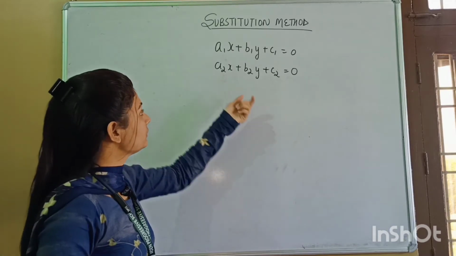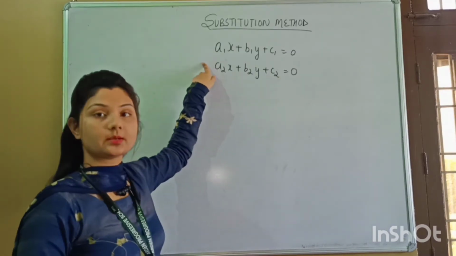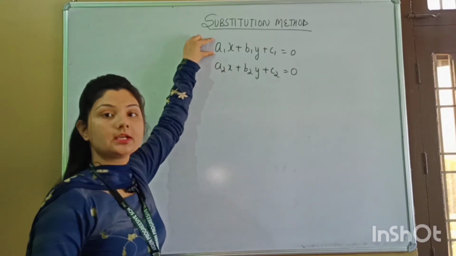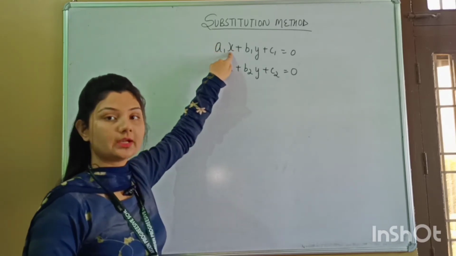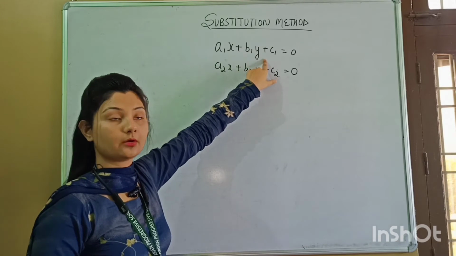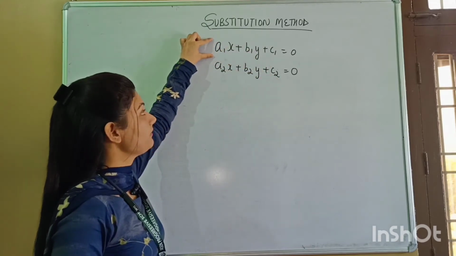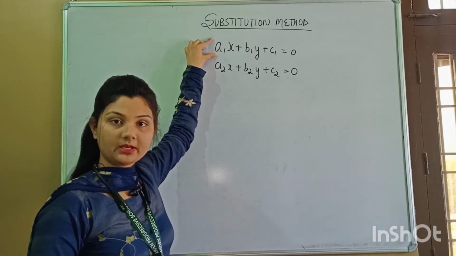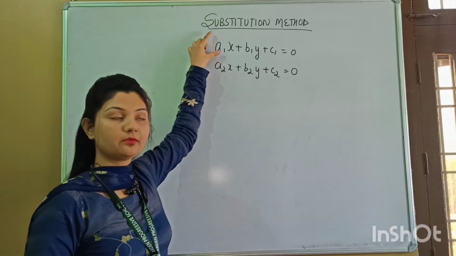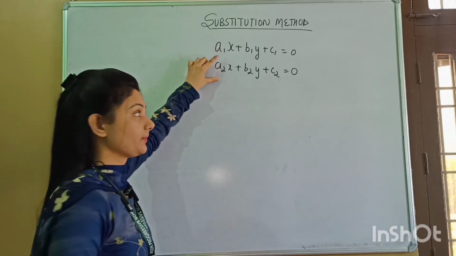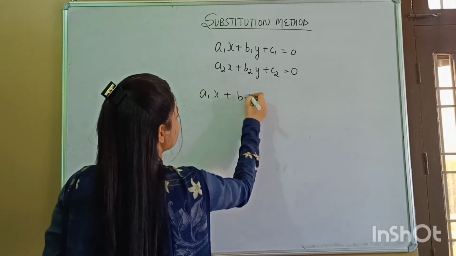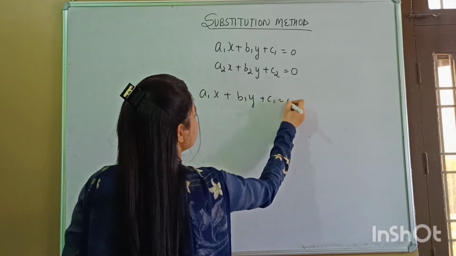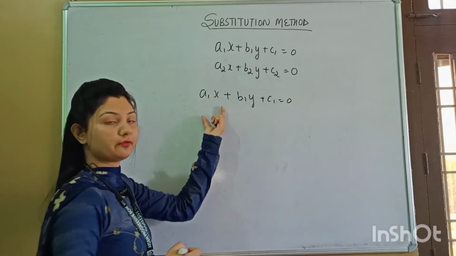What you have to do, from any one equation, suppose from first equation, just take out the value of any variable, x also you can take out, y also you can take out. So from first equation, we will take out the value of one variable and then we will put that value in the second equation. Suppose from here, a1x plus b1y plus c1 equals to 0, I am taking out the value of x.